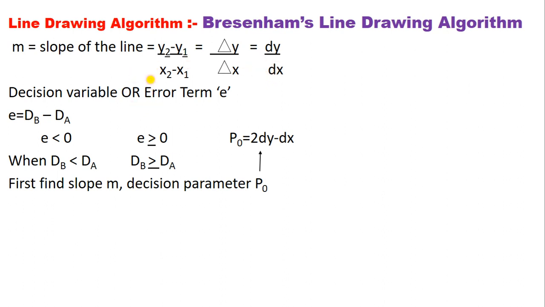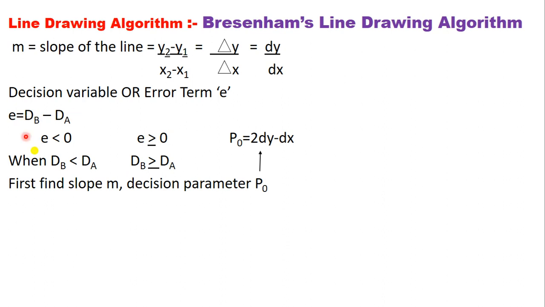Okay, to find out which pixel is near, one thing will come, that is called the decision variable or error term, also called e. Okay, e equals db minus da, means distance below minus distance above. So if our error term value is less than 0, then we should go for db less than da. If our error term or decision variable is greater than or equal to 0, then we should go for db greater than or equal to da.